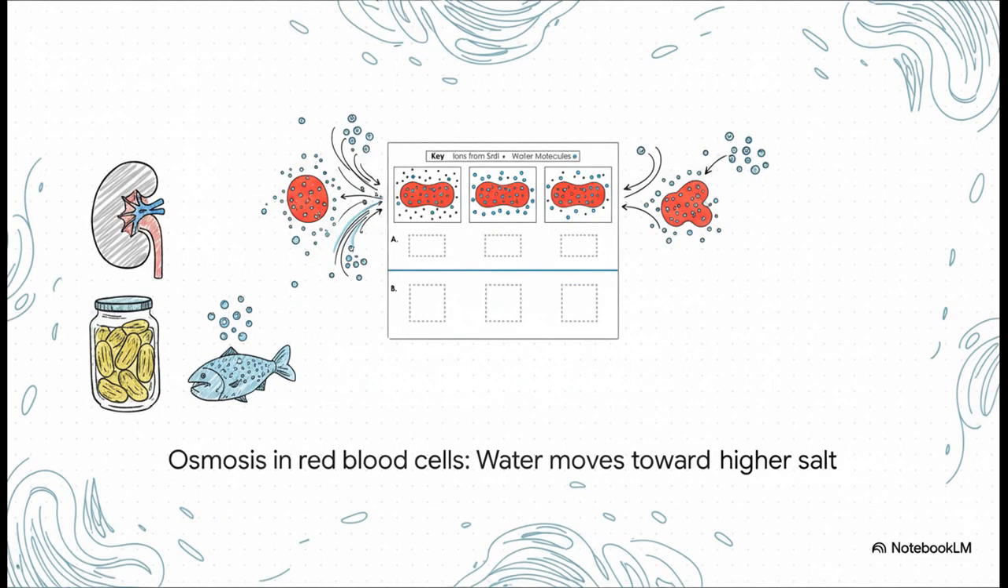Now, this whole process brings up a really important special case of passive transport called osmosis. Water is always trying to balance things out. So here, you can see the solution outside the cell is much saltier. So what does the water do? It rushes out of the cell, causing it to shrivel up. This is the exact same principle behind preserving food and salt, and it's absolutely essential to how our kidneys function.